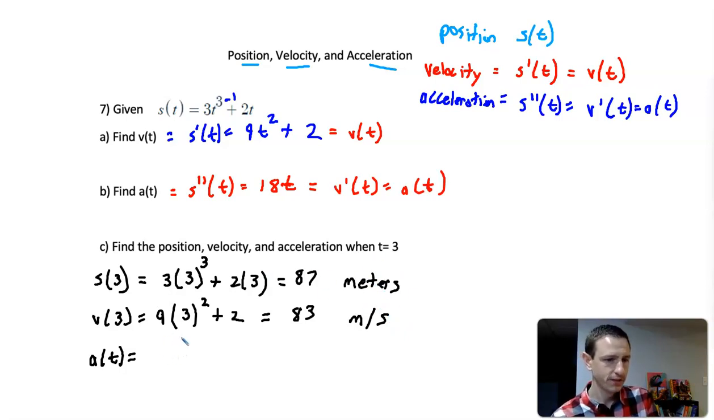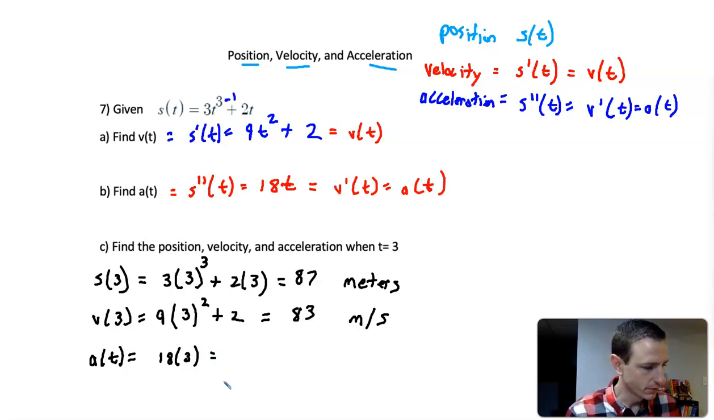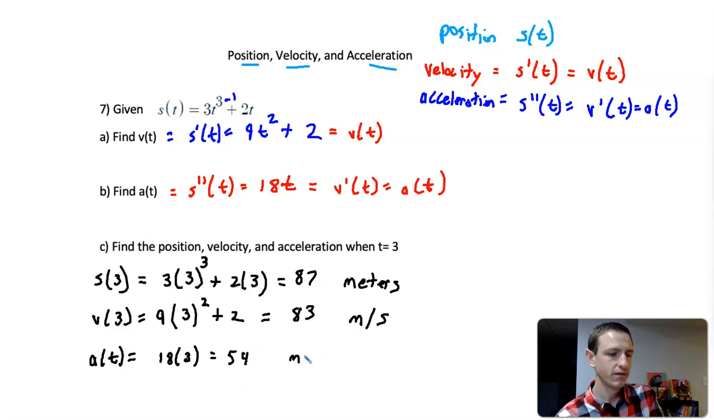But acceleration, it's going to be the derivative. Sorry, we already got the acceleration. We're plugging in 3 into the acceleration function. So our acceleration is 18 times 3. Let me just double check my mental math there. Yeah, 54. So 54, and then the units on acceleration is meters per second squared. Meters per second squared for acceleration.